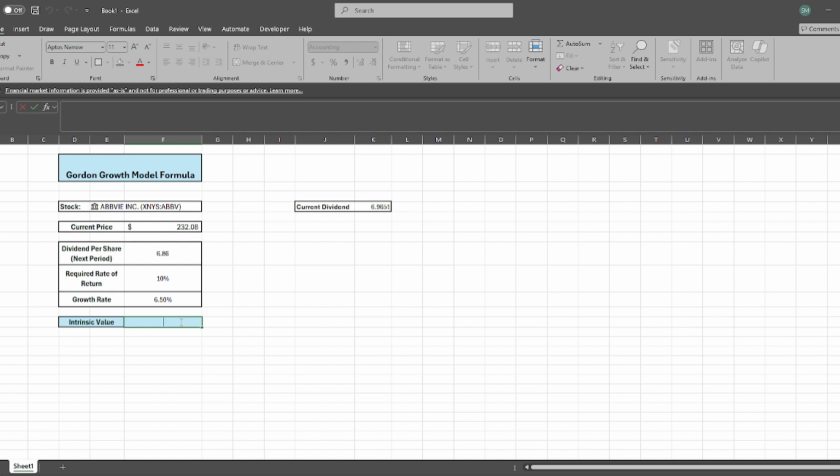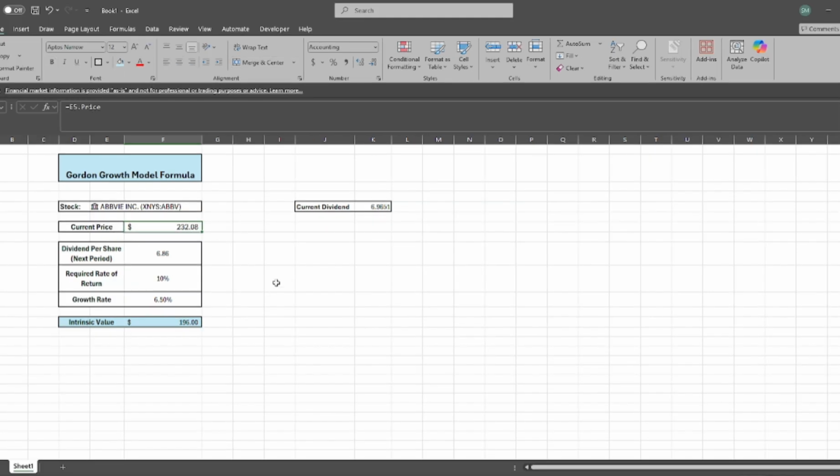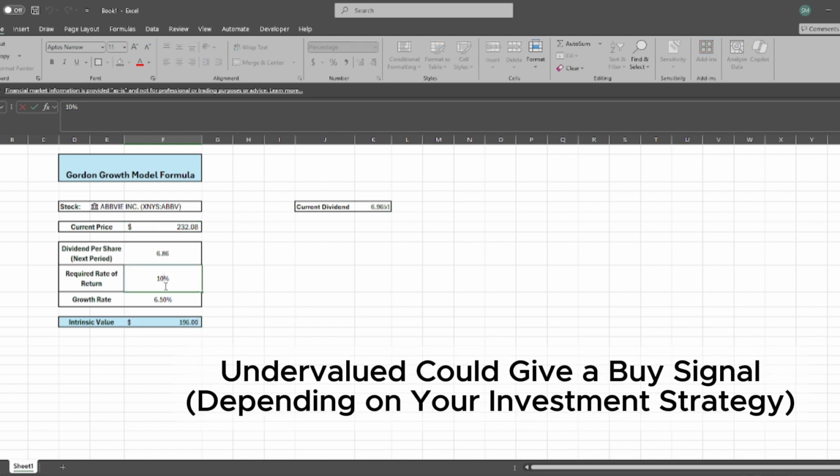So once that is done, then we're going to actually construct the formula and find the intrinsic value. So we're going to do dividend per share for next period, divide that by R, the required rate of return, minus the growth rate. And that pops out our intrinsic value of 196. So if we have a required rate of return of 10%, then right now the current price would be overvalued. But if we change this number to say we want 8%, it's a very drastic change, but right now the stock price would be undervalued.